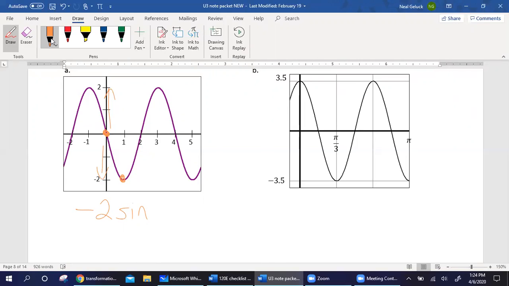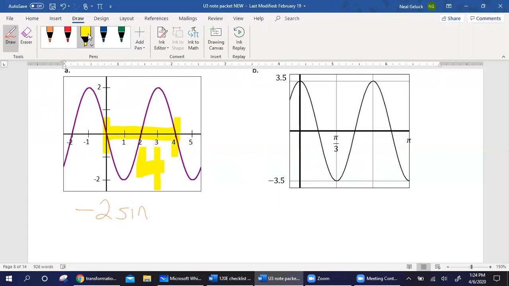There is no phase shift. There's no left or right movement. There's no vertical shift. There's no up or down movement. So the last thing I have to worry about is the period, which is how long does it take to finish its wave? Well, it goes from here to here, and then it starts repeating itself. So the period is 4.